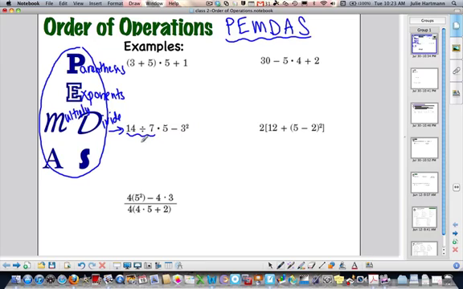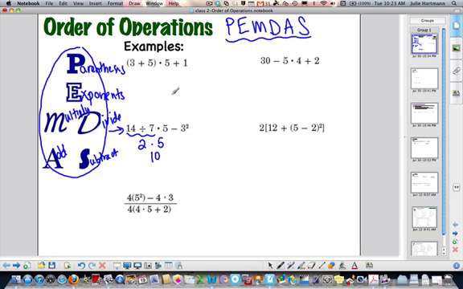You would do 14 divided by 7, which is 2, and then do 2 times 5, which is 10. Okay, you do them in the order that they come. Same thing with add and subtract. Okay, do them right in the order that they come in.